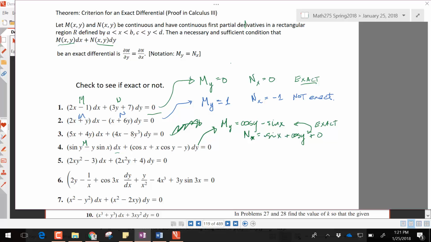Okay. Are we good with identifying exact and non-exact functions? All right. Let's take one of these exact functions that we found and see if we can solve for this. Let's take number 1 first. Start off easy.